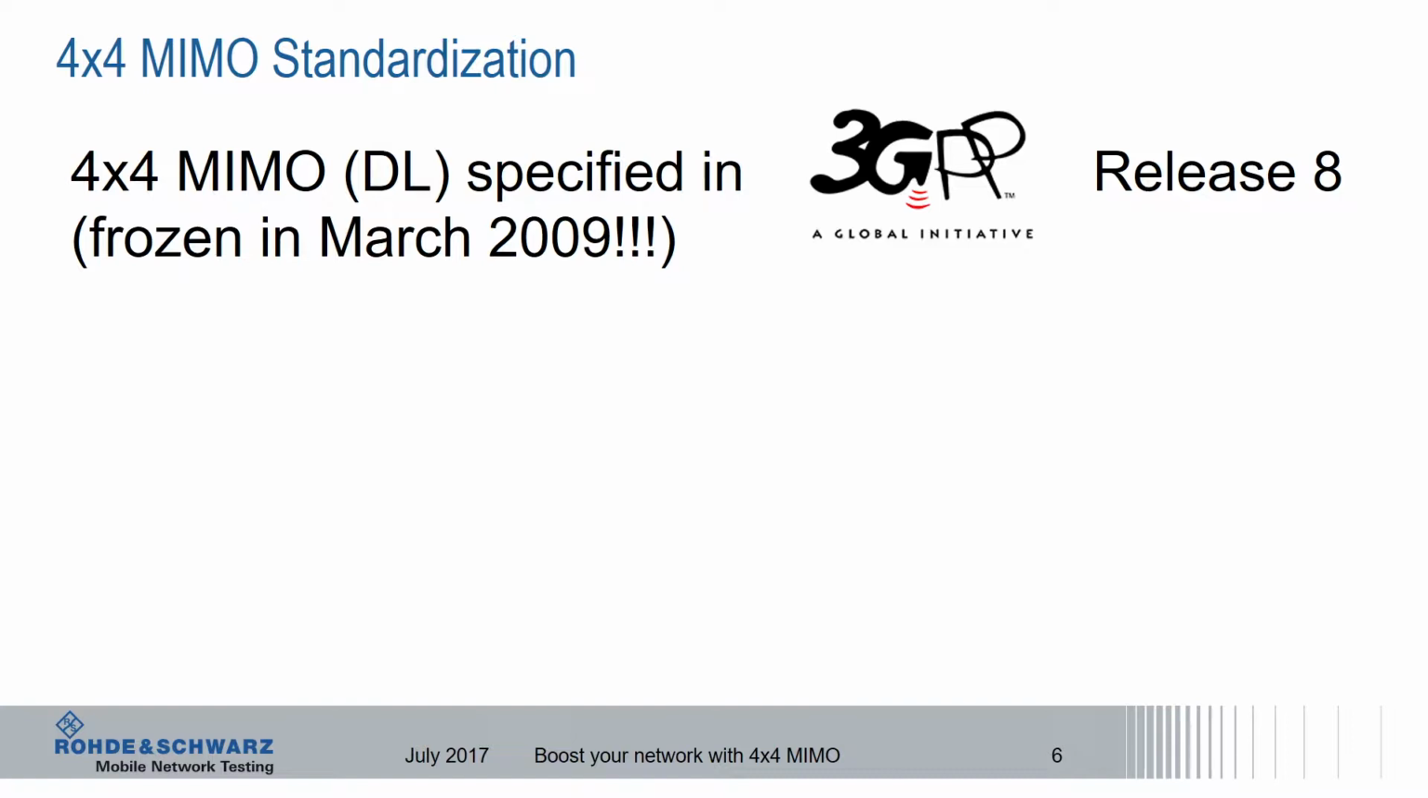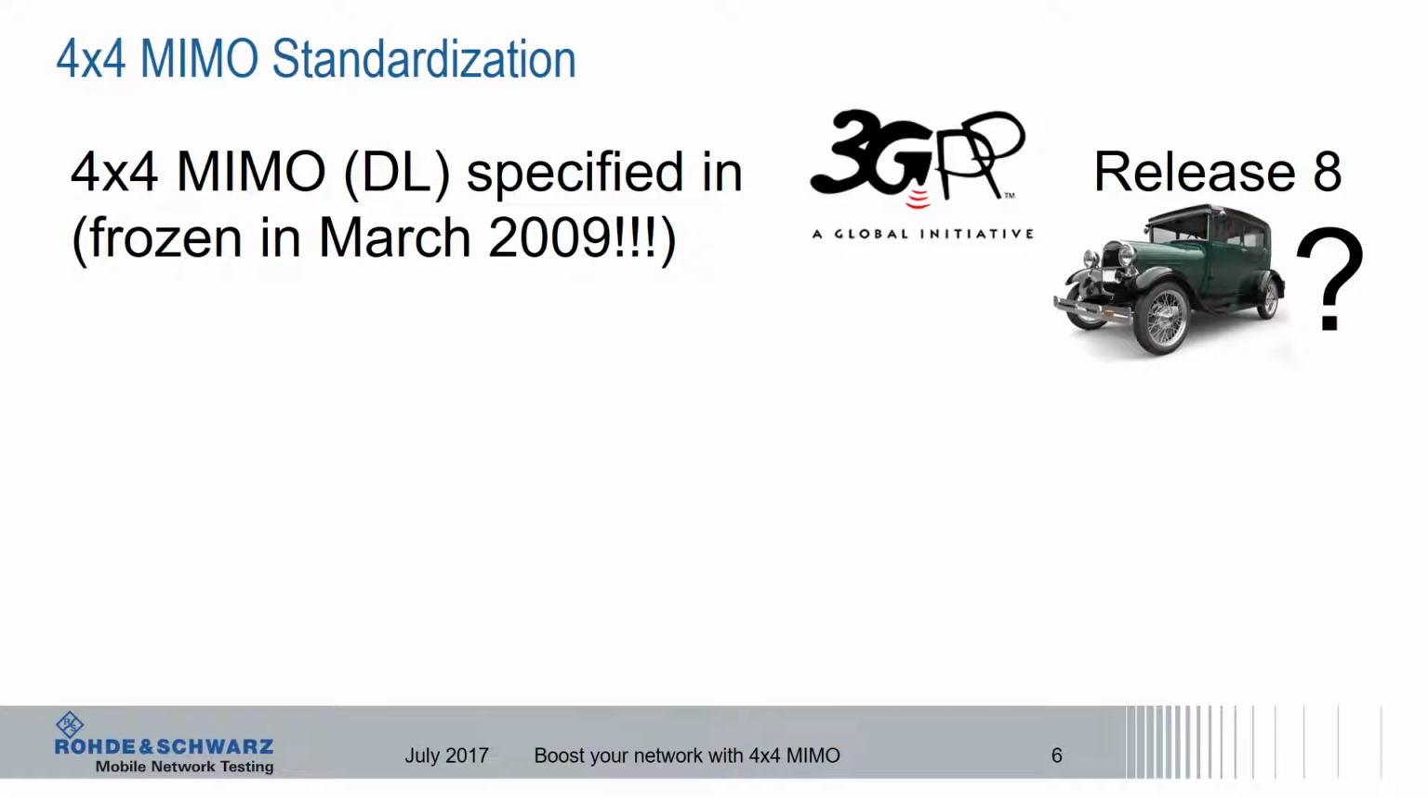Is 4x4 MIMO a new feature? Not at all. It has been standardized by 3GPP in the very first LTE release. That was 3GPP release 8. And this was 2009, so 8 years ago. So that means in these fast times of always new features, always new technologies, 4x4 MIMO is more like a vintage car.